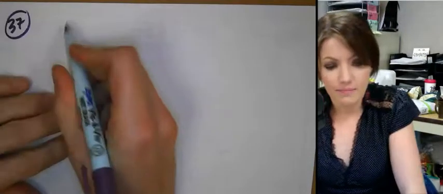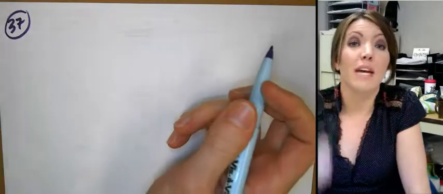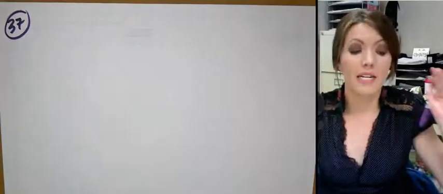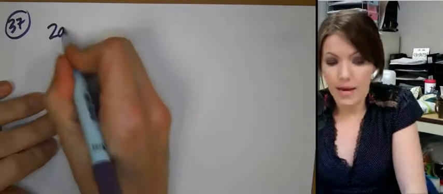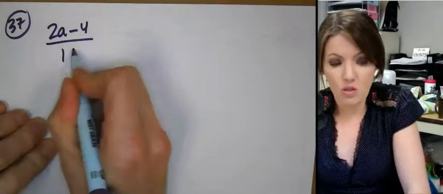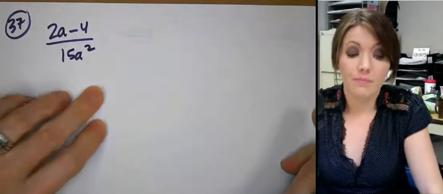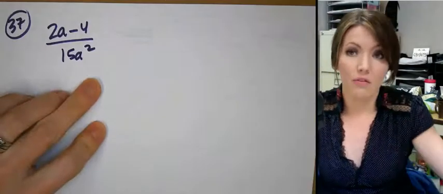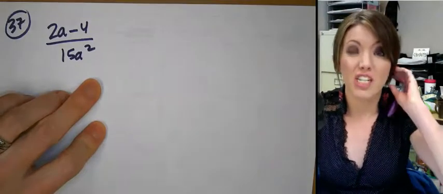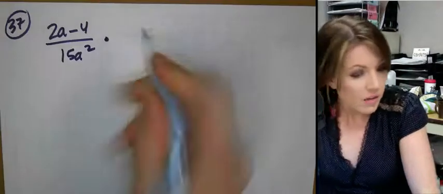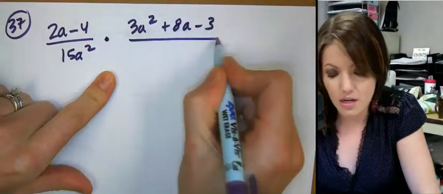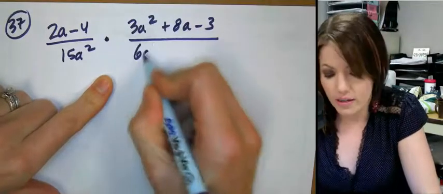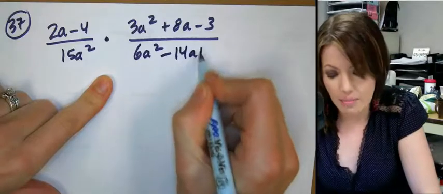All right, so same, change, flip again on the next problem. So I'm just going to go straight into the changing and flipping piece. Okay, so it starts out as 2a minus 4 over 15a squared, divided by another fraction. I'm just going to change it to times, and then flip it. So 3a squared plus 8a minus 3 over 6a squared minus 14a plus 4.